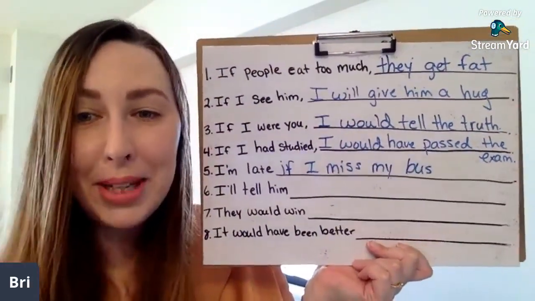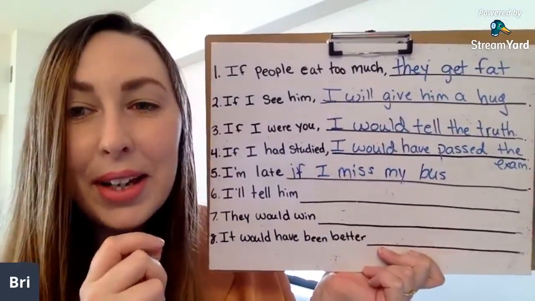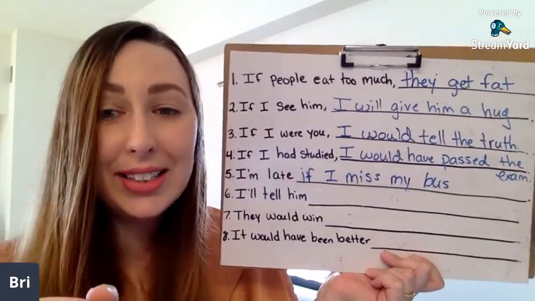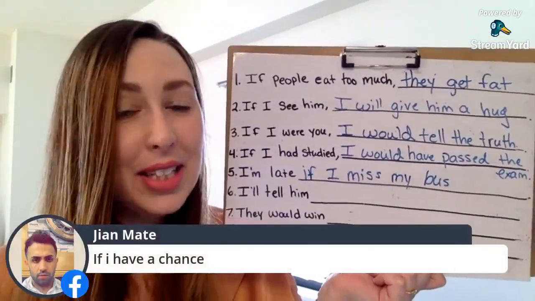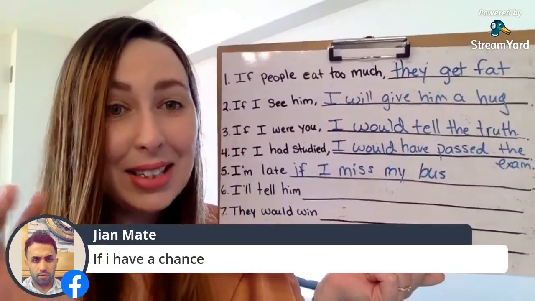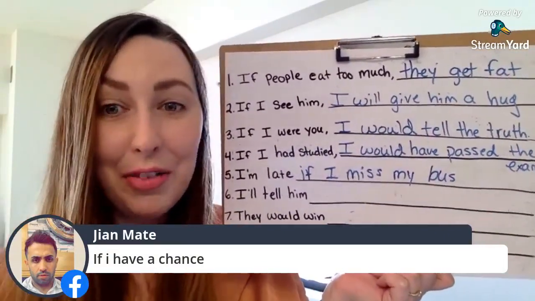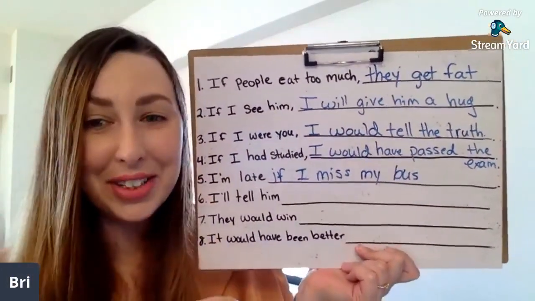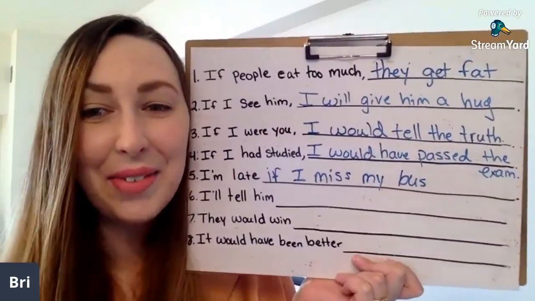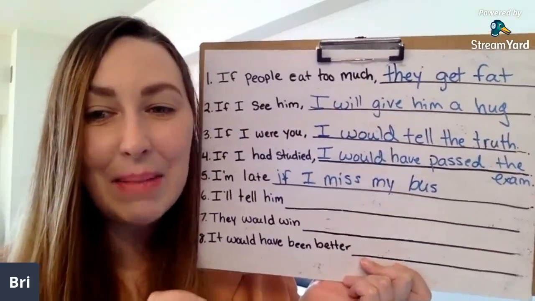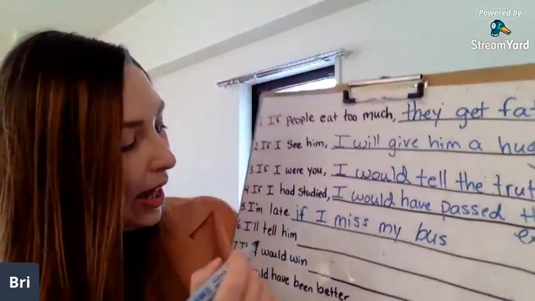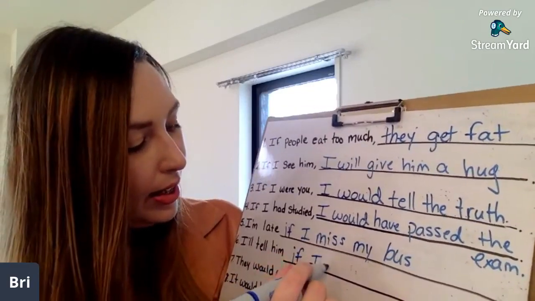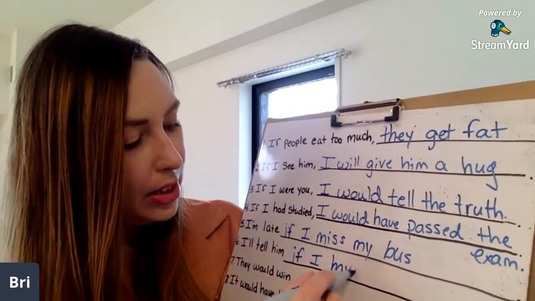I'll tell him if I meet him. I'll tell him. Let's see. If I have a chance. That is actually a very good one. I'll tell him if I have a chance. This is something that native speakers often say, I think. That was a good one. I'll tell him if you don't tell the truth. Oh, okay, very good. Very good. How about I'll tell him if I have or get the chance.